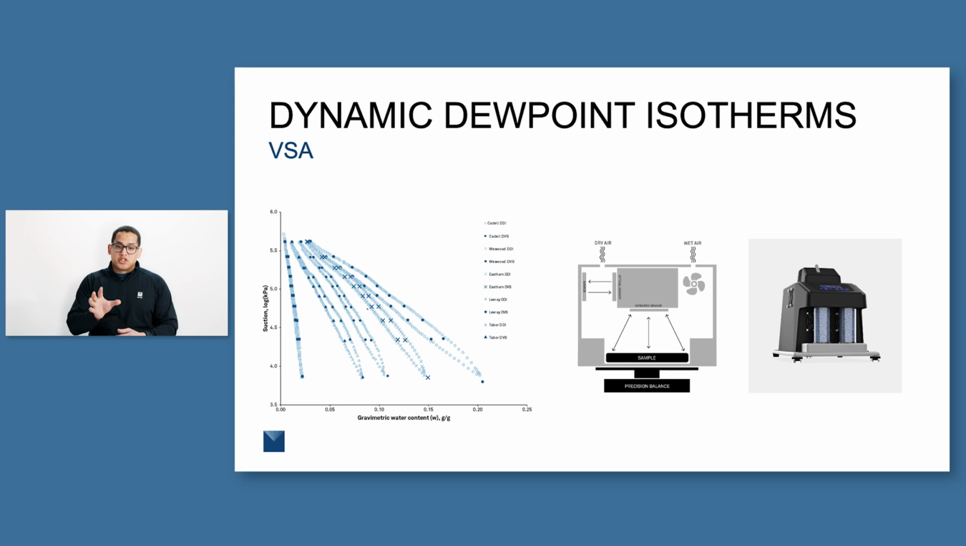Another method that we'll touch on just a little bit that works similarly is a device that utilizes what's called the dynamic dew point isotherm. And this device is called the vapor sorption analyzer, or VSA. This device operates on similar principles to the WP4C. It is a dew point device, but what's really neat about this device is that at the same time as it's making those measurements, it is able to pass dry air over the sample to dry it and wet air over the sample to re-wet it.